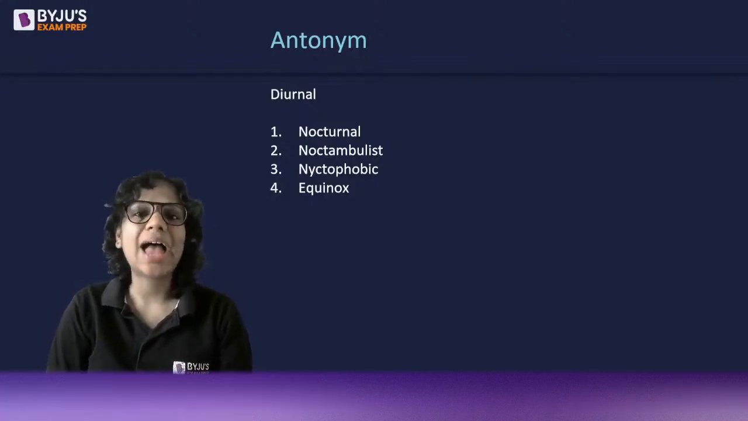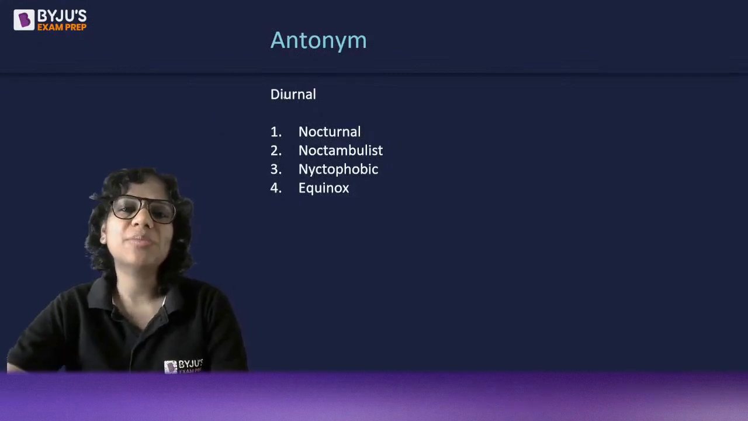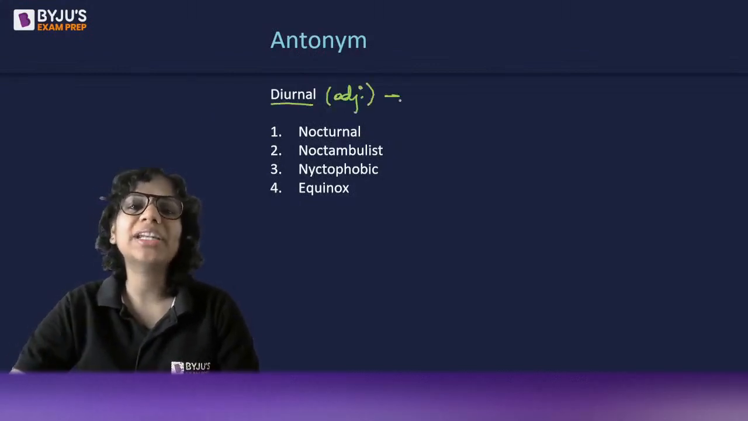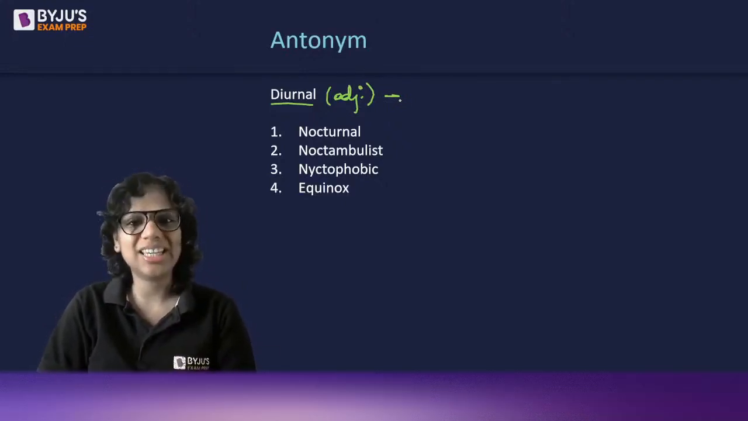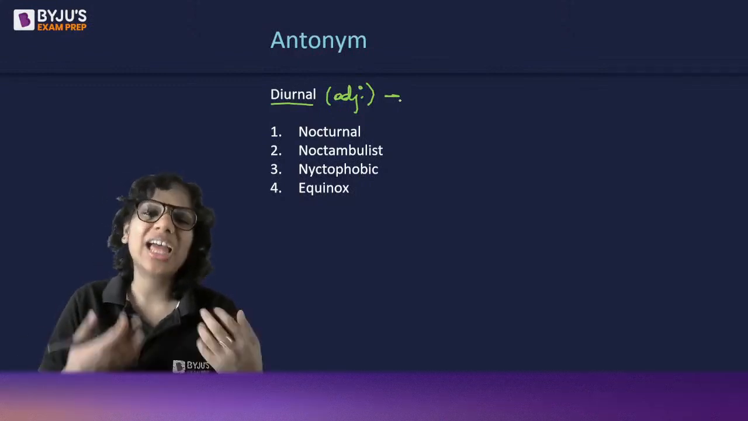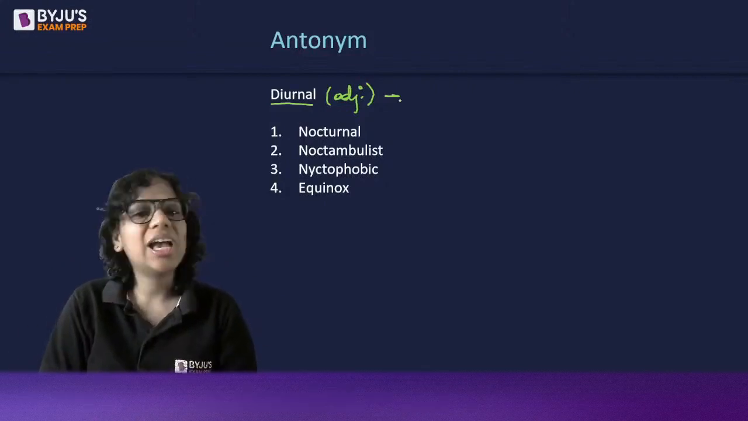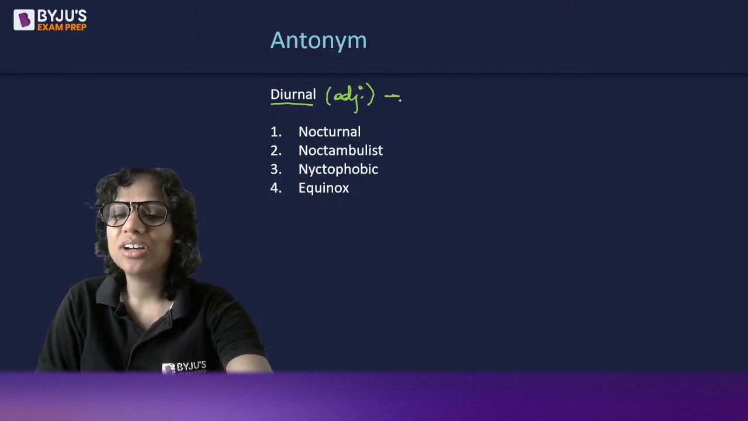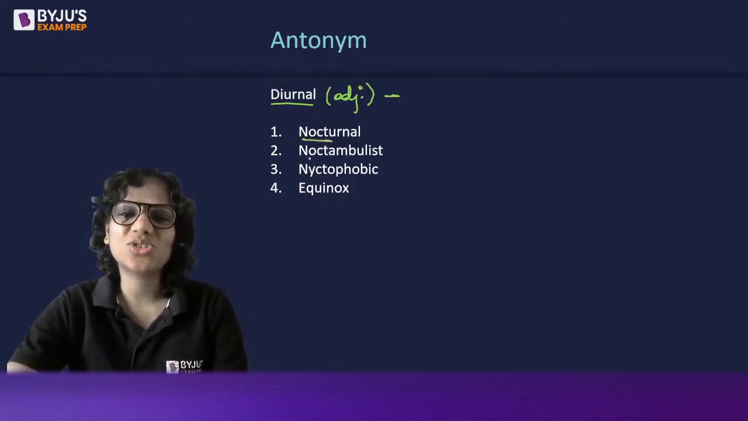Diurnal means happening during the day. It's an adjective. So if I talk about my diurnal activities, I'm talking about the activities that I perform during the day. Now, the opposite is activities done during the night. So the opposite is nocturnal. Absolutely correct.